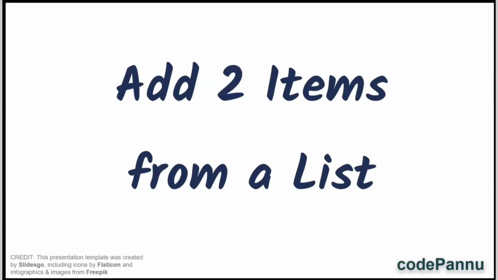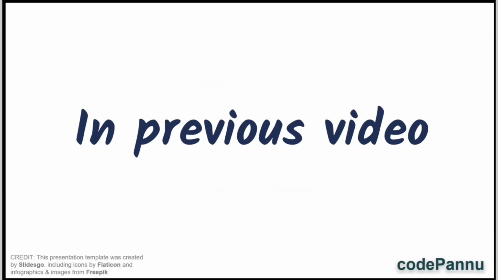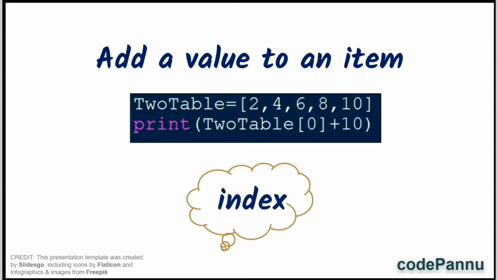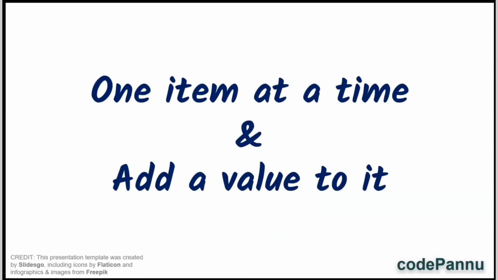Add two items from a list. Hi! In the previous video, we learned how to add a value to an item in the list by using the index. How did we do it? We took one item from the list and then added a value to that item.